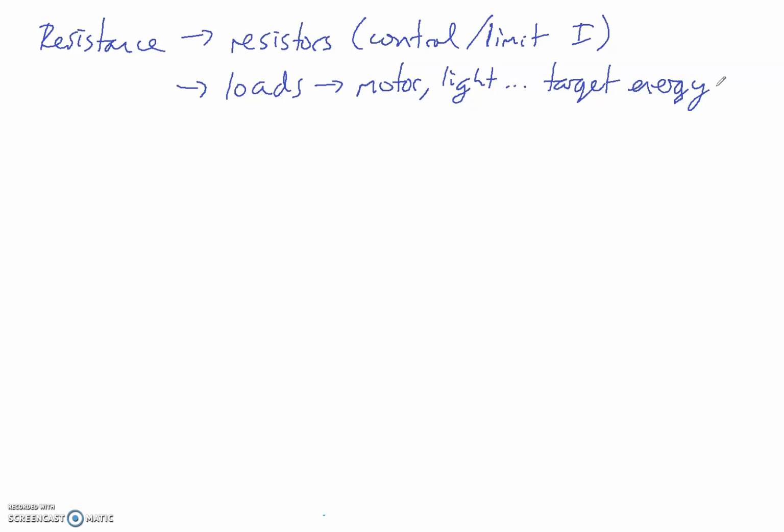So if you have a basic circuit, you can have a resistor in there to control current or limit current, but maybe it's hooked up to a light bulb. Well, that light bulb is also a resistance, but it's more often referred to as a load than anything else because it actually is doing something that you want.